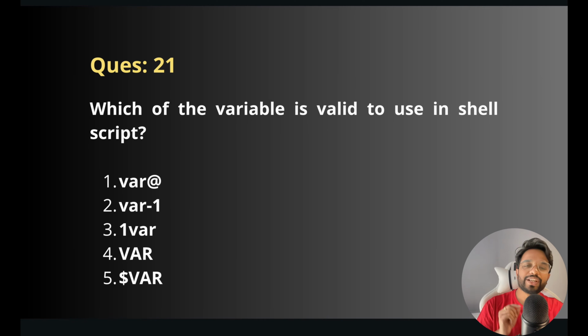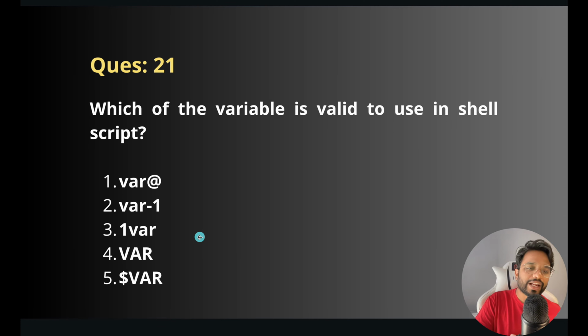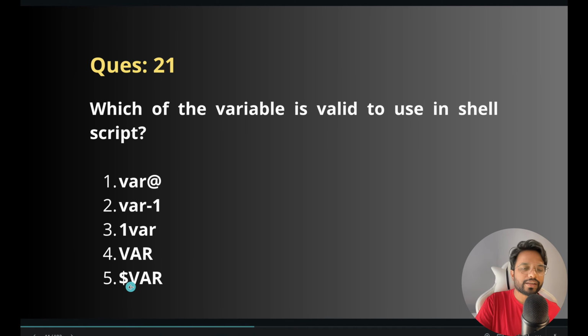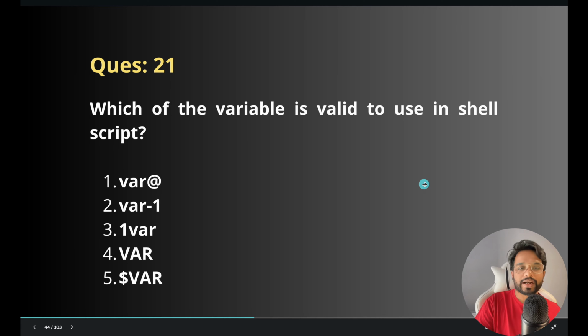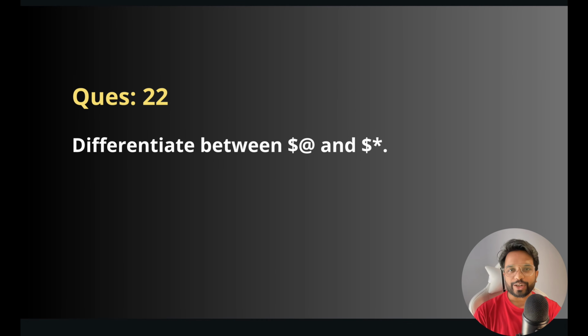Question number 21. Which variable is valid to use in a shell script? We are simply talking about the allowed characters in a variable name. Here are a few options like var, @, one where we have used the hyphen, one where we are starting with 1, which is a numeric value, this is a normal one, var, and here we are starting with a dollar. So the correct answer is simply var, because we can't use special characters within the variable name. Very simple.